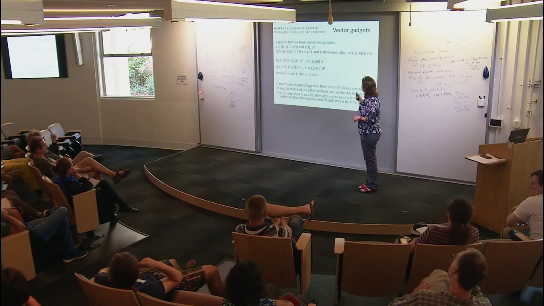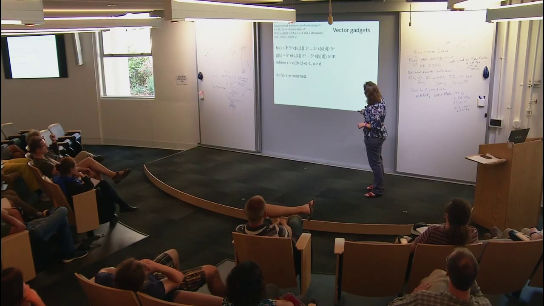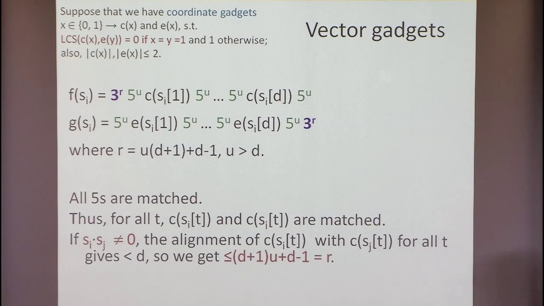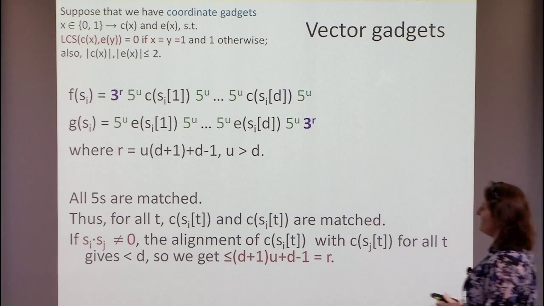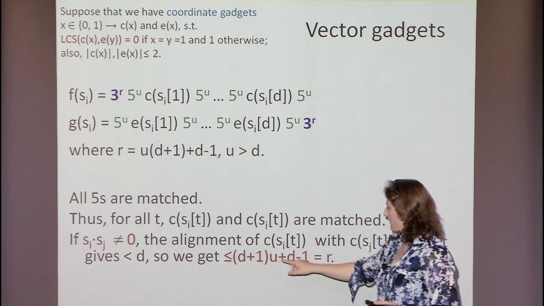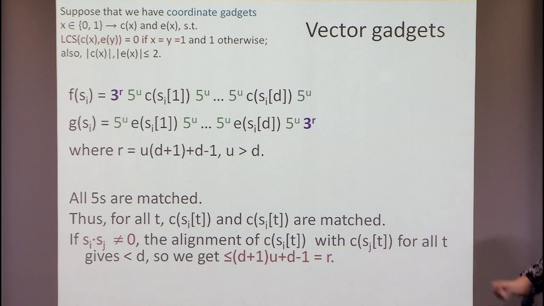Okay, finally we have to do coordinate gadgets. Oh, yeah, I had to tell you that if all 5s are matched, then for every t we have a matching between c of s_i of t and e of s_j of t. That should be a j, and that's an e too. Sorry about that. And so what you get, again, is d plus 1 times u plus d minus 1 of r, and we get less than that if they're not orthogonal, but if they are, you're going to get an extra 1.